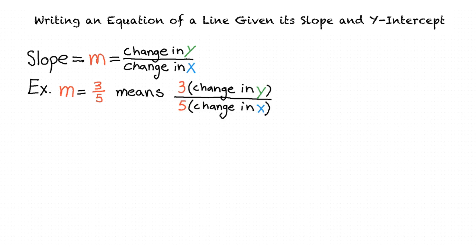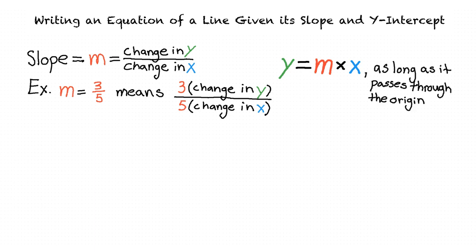This relationship between x and y can be described by saying that the y value at a given x value is equal to that given x value multiplied by the slope. So if we use a variable m to represent the slope, y would be equal to m times x. This means we can write an equation for a line as y equals m times x as long as it passes through the origin. What happens when a line doesn't pass through the origin?